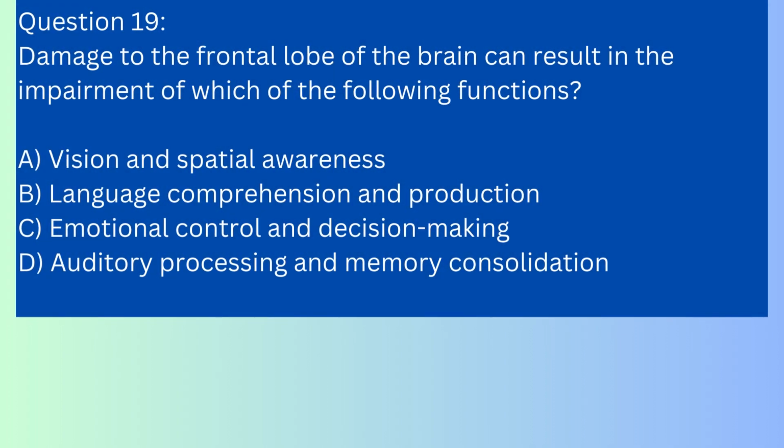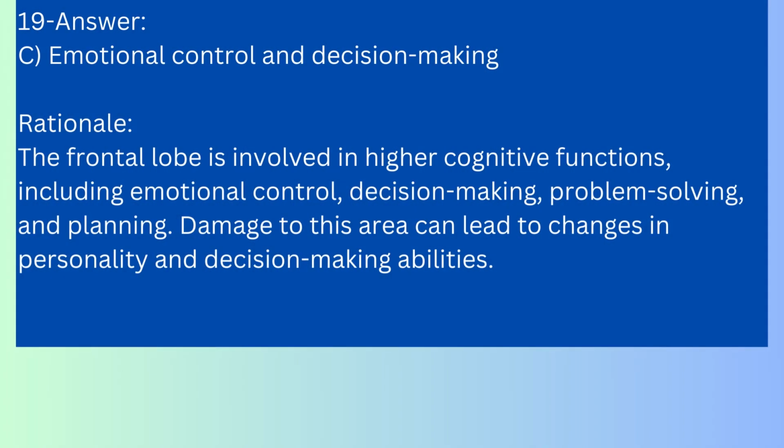Question 19. Damage to the frontal lobe of the brain can result in the impairment of which of the following functions? A. Vision and spatial awareness. B. Language comprehension and production. C. Emotional control and decision-making. D. Auditory processing and memory consolidation. Answer. C. Emotional control and decision-making. Rationale. The frontal lobe is involved in higher cognitive functions, including emotional control, decision-making, problem-solving, and planning. Damage to this area can lead to changes in personality and decision-making abilities.